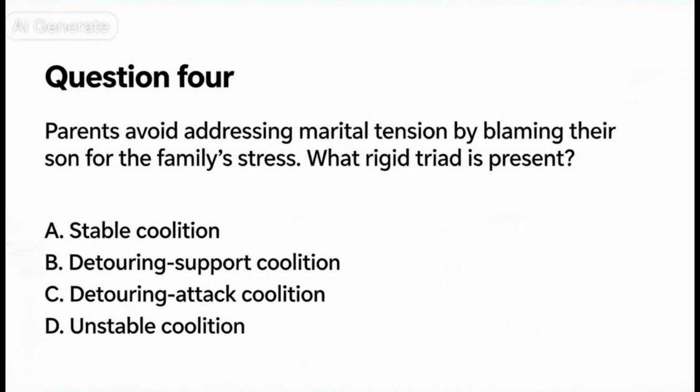B. Question 4. Parents avoid addressing marital tension by blaming their son for the family's stress. What rigid triad is present? A. Stable coalition. B. Detouring support coalition. C. Detouring attack coalition. D. Unstable coalition. Correct answer: C.